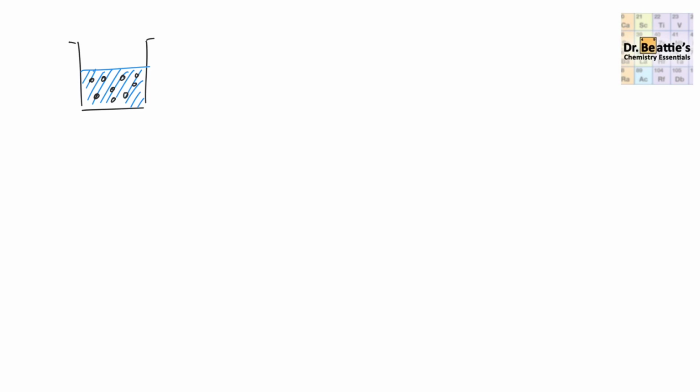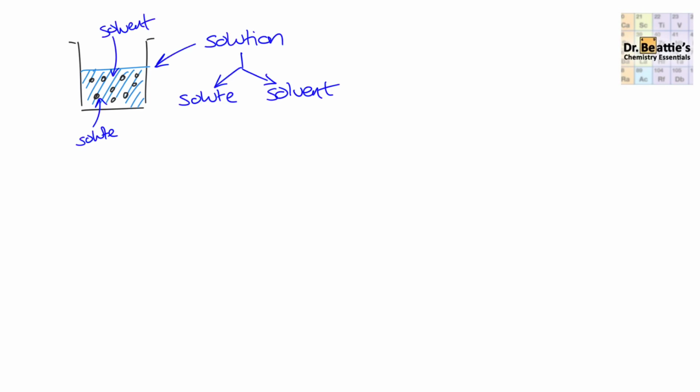solute and solvent. So the solute is the actual substance that is dissolved in the solvent, and those two combined make our solution. Now we need to be able to quantify how much solute there is relative to how much solvent there is. This quantification is called the concentration. Alongside concentration, we also need to know the volume of the solution that we have.